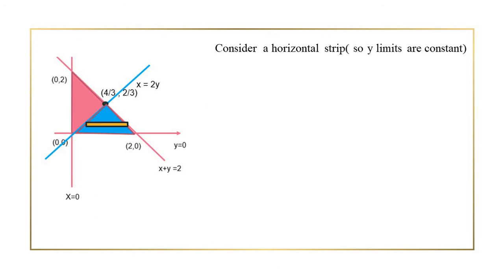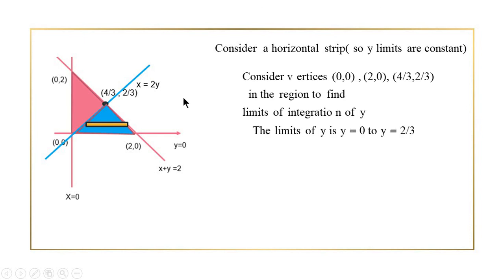So when you consider a horizontal strip, the limits of y must be constant. To find the constant limits, consider the vertices of the blue colored region, which is 0, 0, 2, 0, 4 by 3, 2 by 3. When you consider all the vertices, the value of y is from 0 to 2 by 3. So we got the limits of y.